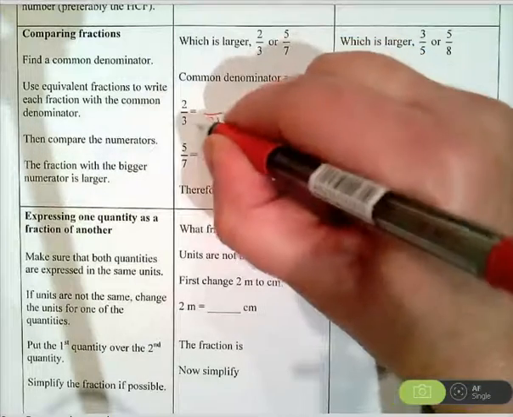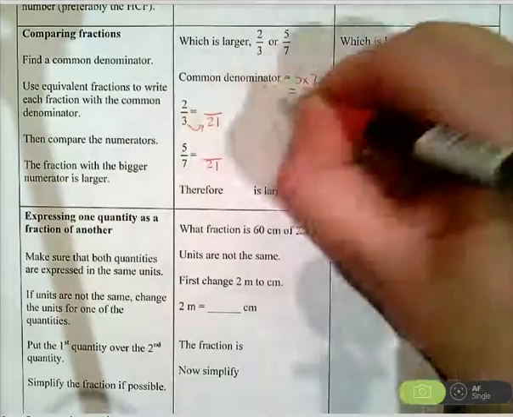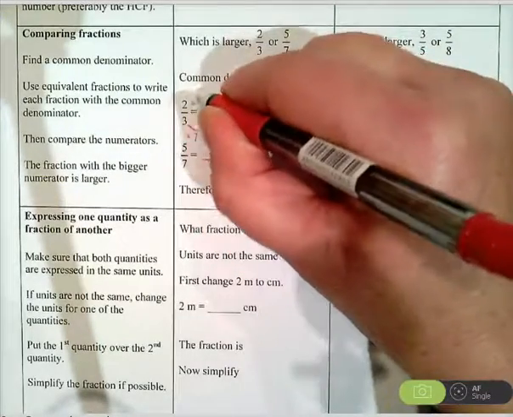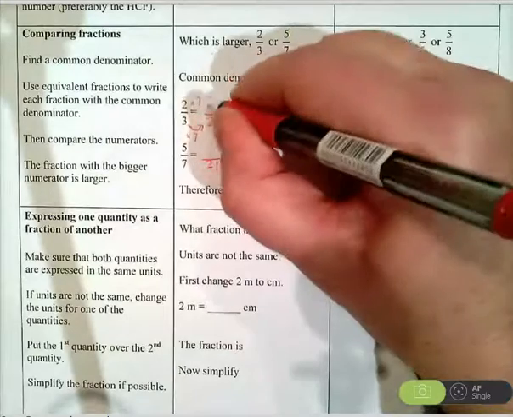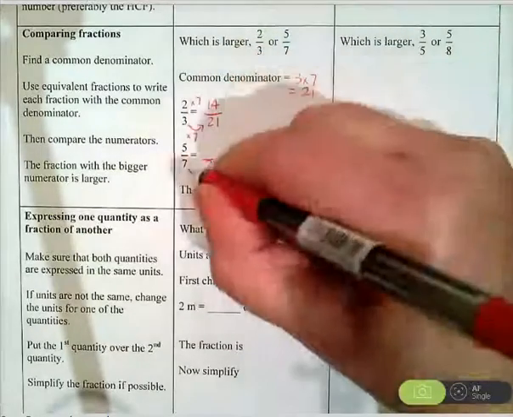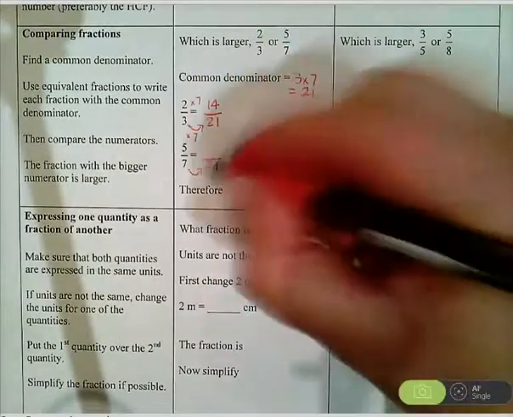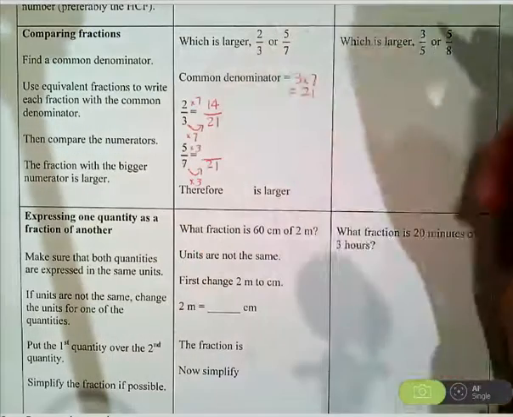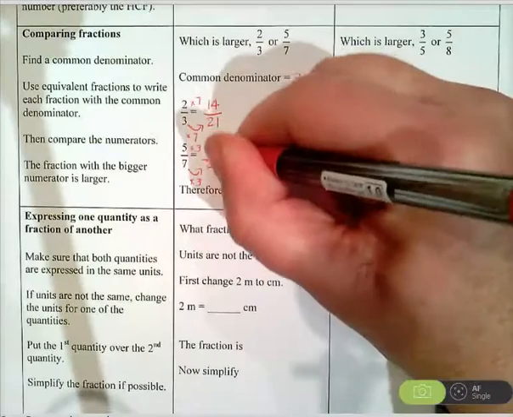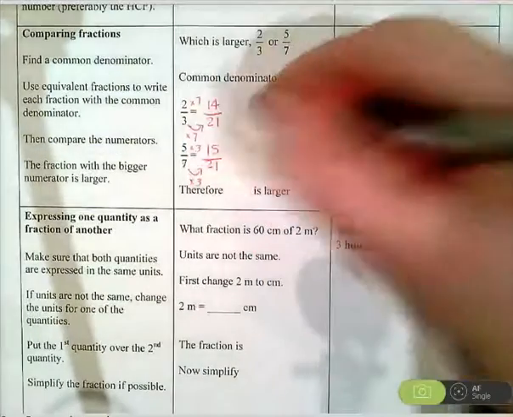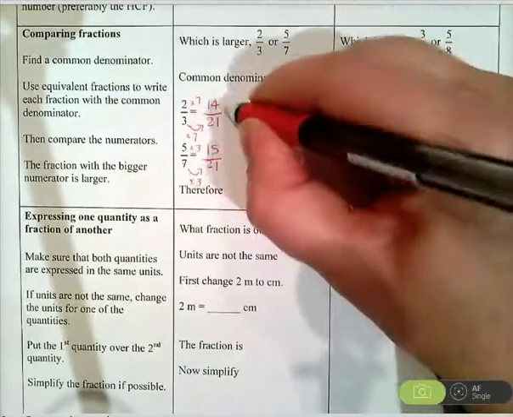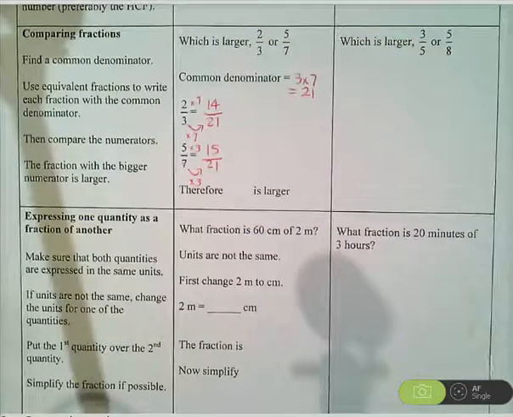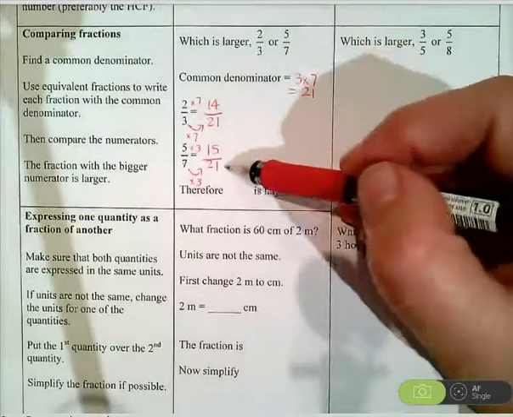So again, this is equivalent fractions. My denominator is going to be 21. So I say 3 times what is 21, and that's 3 times 7. So I have to multiply the numerator by 7. 2 times 7 is 14. Then I look at this second fraction and I say, how do I make 7 into 21? Well, I times it by 3. So I also times the numerator by 3, and 5 times 3 is 15. Then I look at my two answers and see which one's bigger. I've got that 2/3 is the same as 14 over 21, and 5 over 7 is 15 over 21.